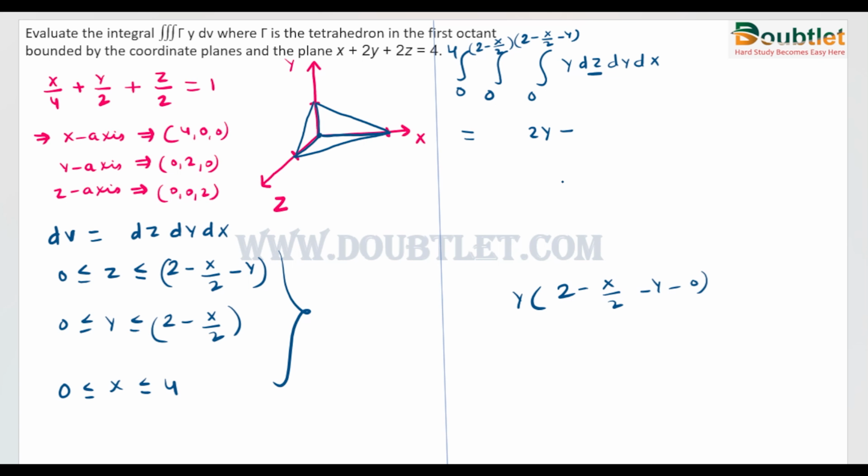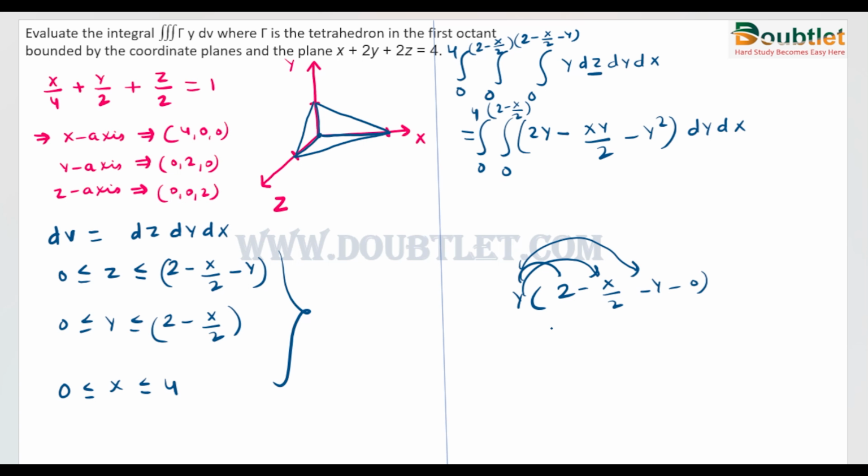So we will take the y terms together. So it will become 2y, then we will multiply by this, it will become minus xy divided by 2, and then we have to multiply the third term. So it will become minus y square, and we need to integrate it with respect to y now. Limits are from 0 to 4 and 0 to 2 minus x divided by 2, right?